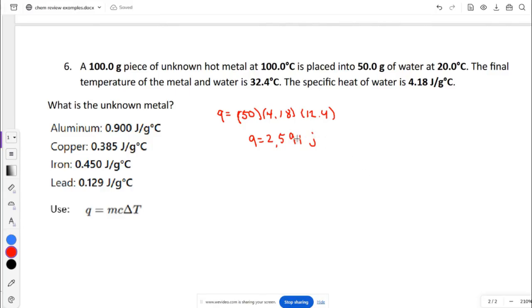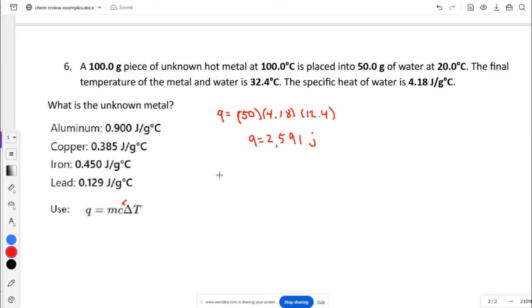So that's the same amount of energy that the metal gave off, because remember, conservation of energy. Energy wasn't created here. It was just transferred. Heat energy was transferred from the hot metal to the colder water. So that's how much energy the metal had. So now we're going to do this same equation, but now we're going to try to solve not for Q, but for C. Because if we figure out the specific heat, it's going to be one of these numbers, and then we can figure out what metal it is.